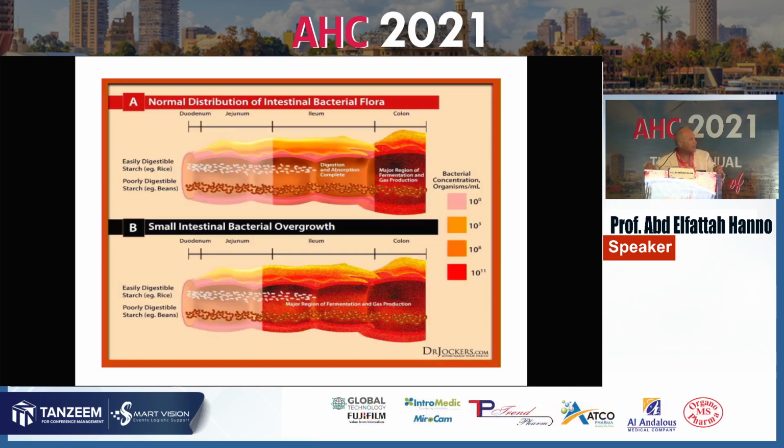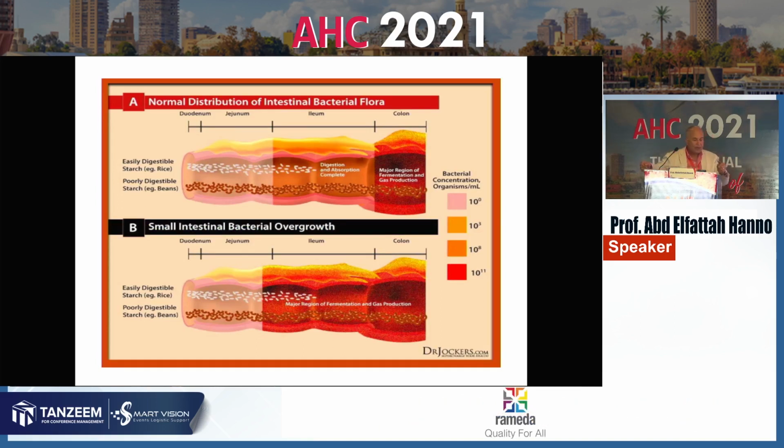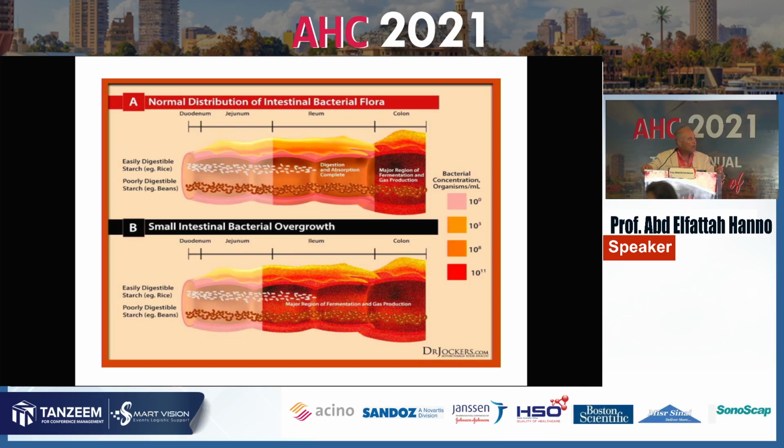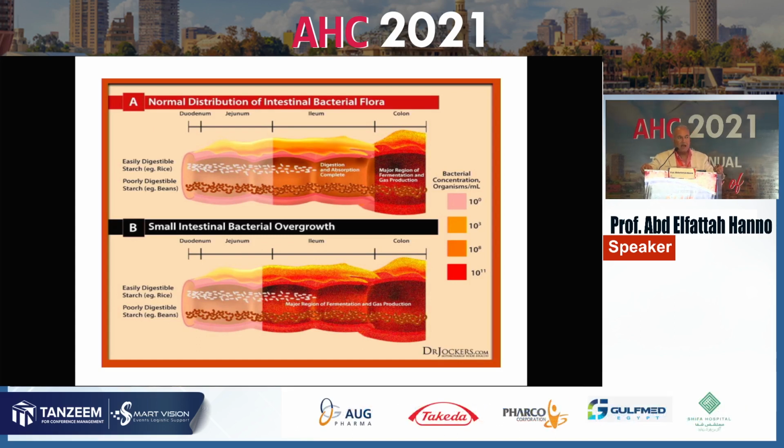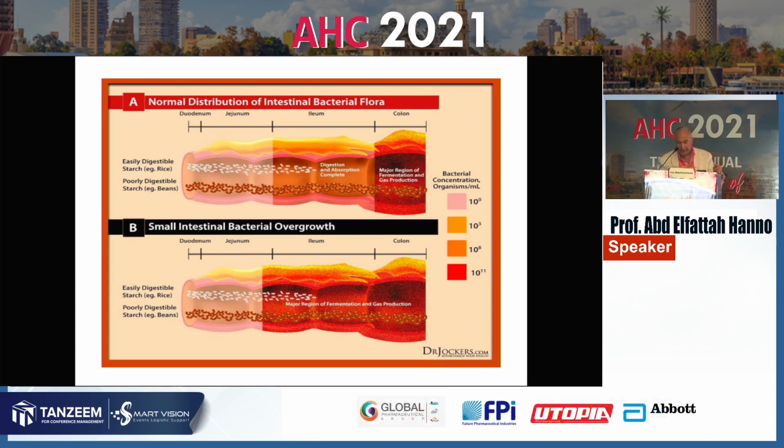This diagram illustrates the comparison between the normal distribution of intestinal bacteria and a patient with small intestinal bacterial overgrowth. When we are handling easily digestible starch, we are going from the ileum to the colon, where fermentation can occur in the colon. Why? Because we have a very small number, up to 10 to the power 4, of microorganisms present in the small intestine. But in cases of SIBO, the number of bacteria increases up to 10 to the power of 9, leading to fermentation and gas production in the small intestine, which normally occurs only in the colon.